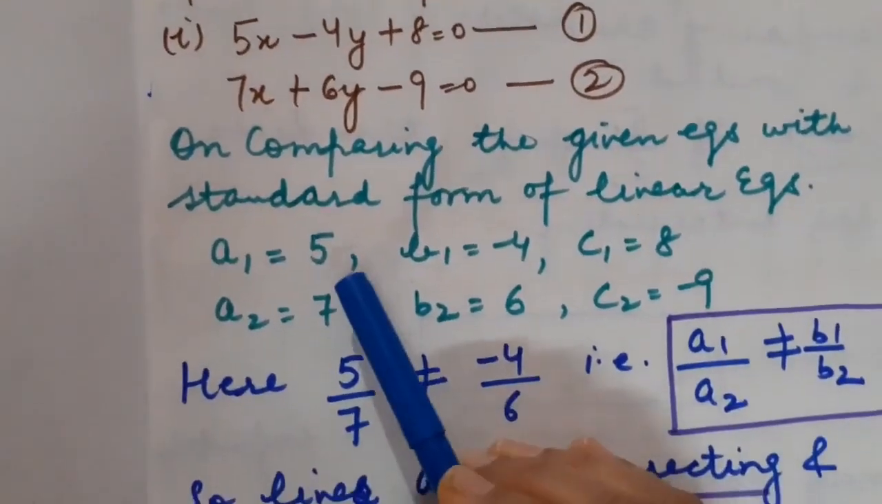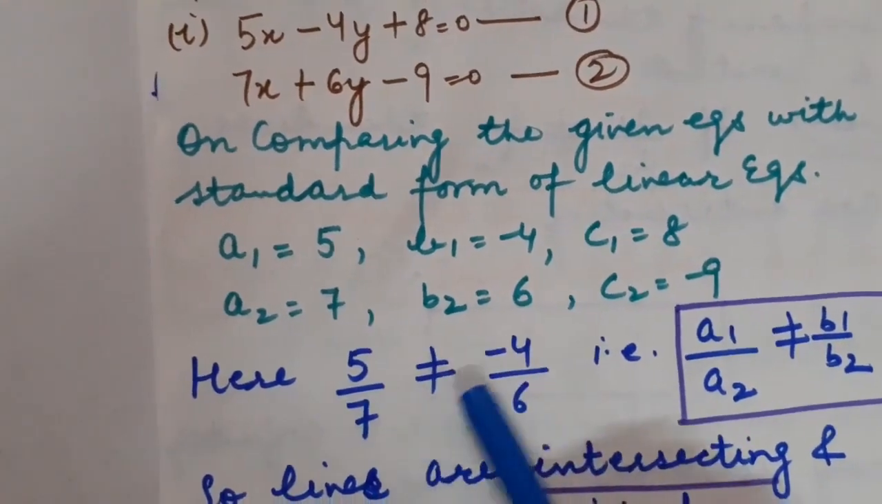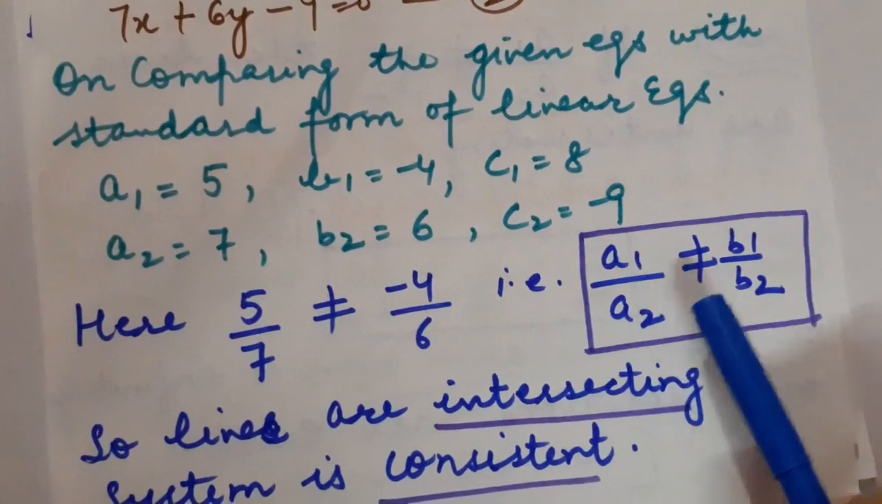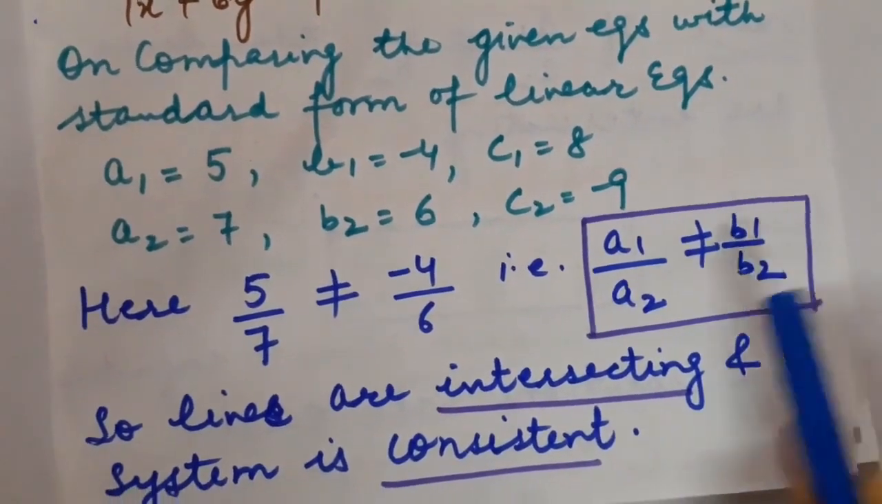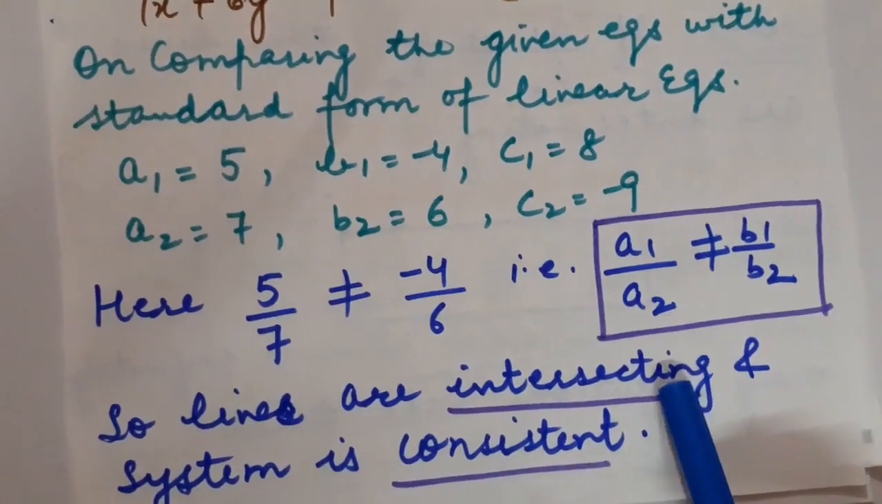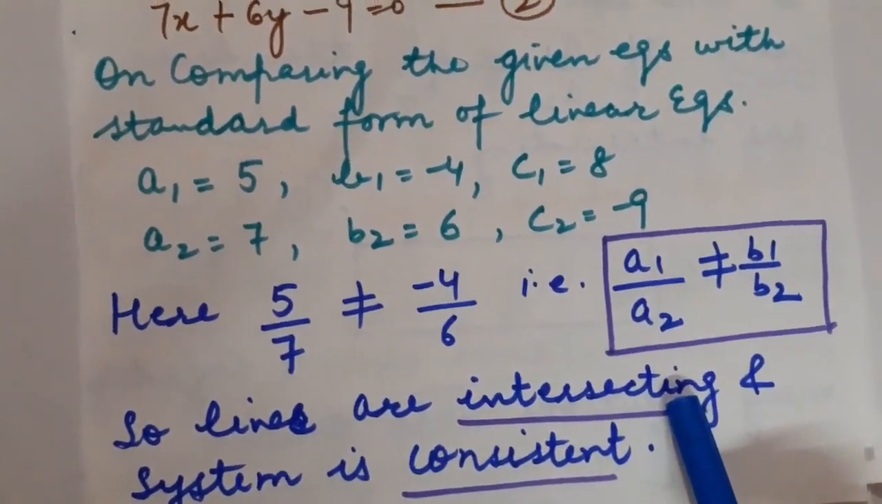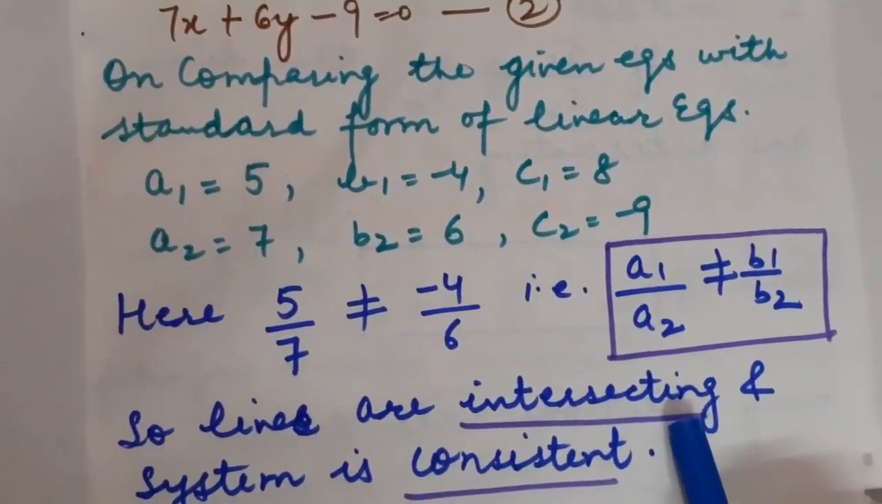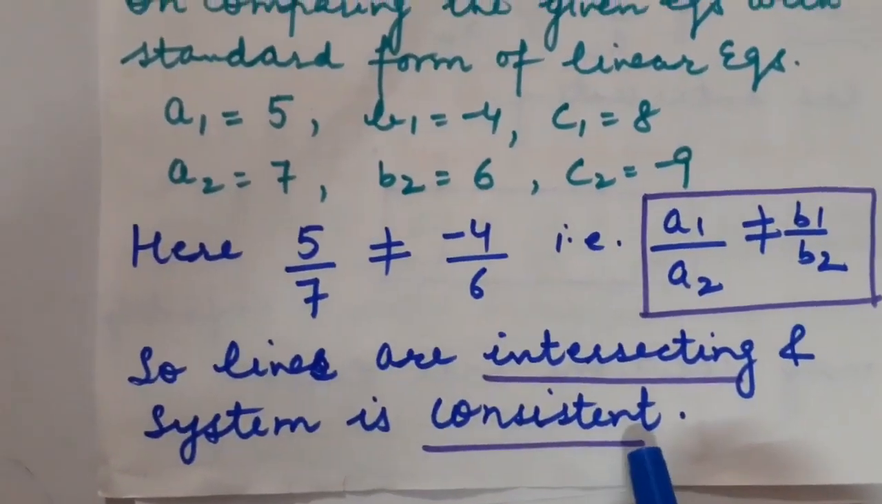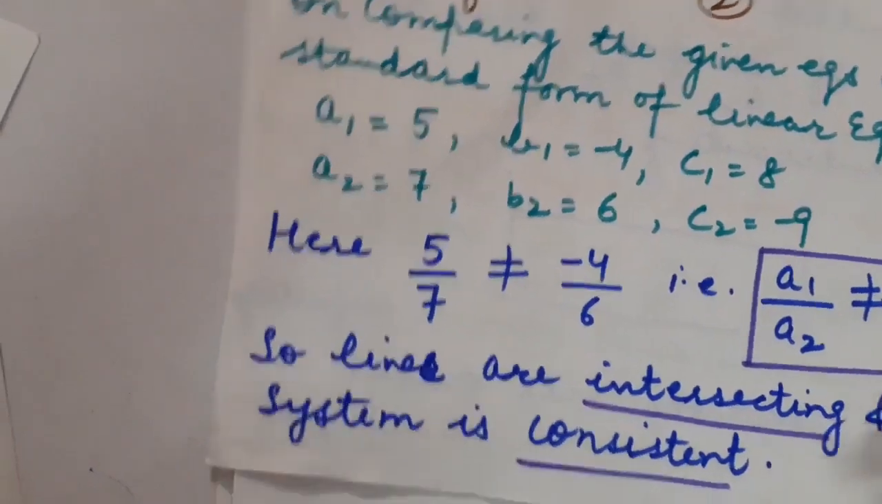Now, here you can see that 5 upon 7 is not equal to minus 4 upon 6, meaning a1 upon a2 is not equal to b1 upon b2. So the lines will be intersecting. If lines are intersecting, then how many solutions does it have? Yes, it will have one solution and the system will be called consistent. Getting? Okay.